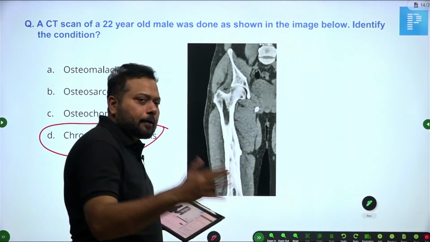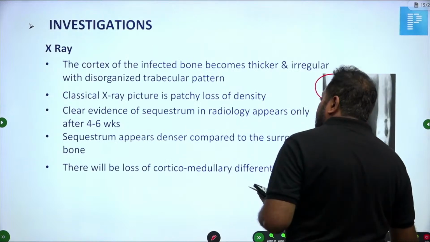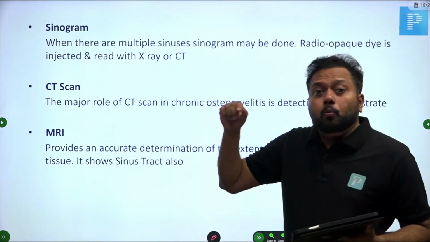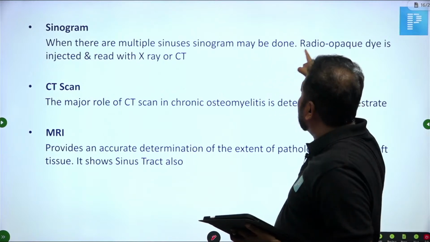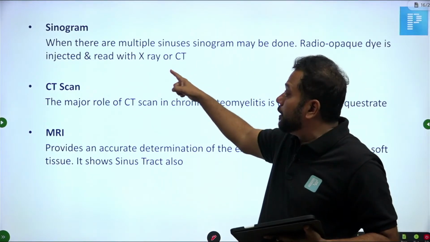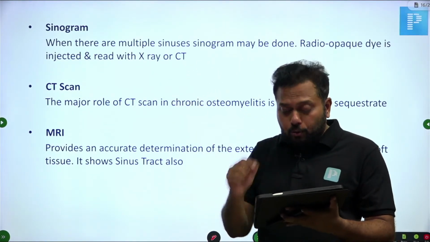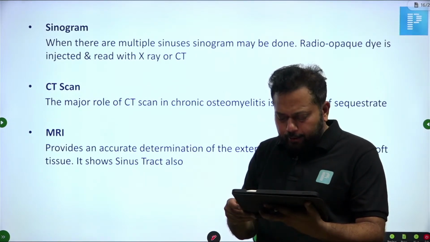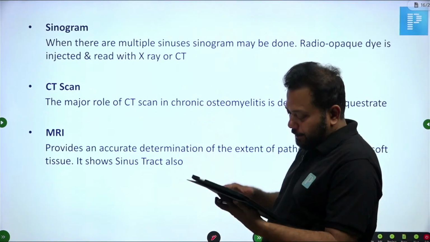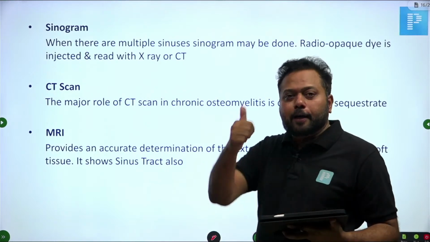Right? Coming to investigations, additional points I want to teach you, dear friends. Sinogram, is it important? Very important. When there are multiple sinuses, a sinogram may be done. Radio-opaque dye is injected and read with X-rays or CT. Why do a sinogram? Yes, Amit had given the answer, thank you.